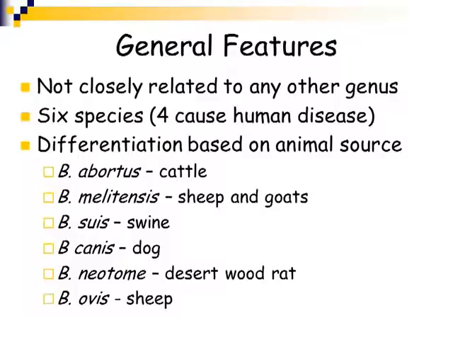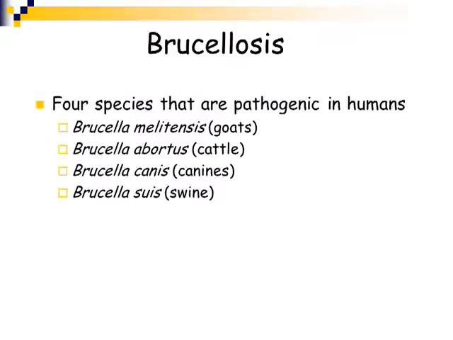So Brucella abortus is normally found in cattle. Brucella melitensis is found in sheep and goats. Brucella suis is found in swine. Brucella canis in dogs. Brucella ovis in sheep, and Brucella neotome in the desert wood rat. So Brucella causes the disease brucellosis, and the 4 species that will cause brucellosis in humans are melitensis, abortus, canis, and suis.